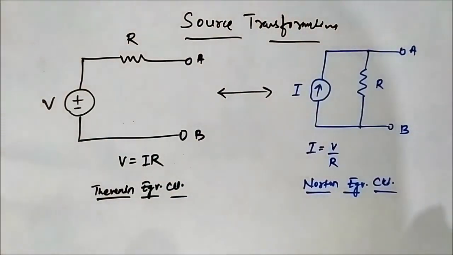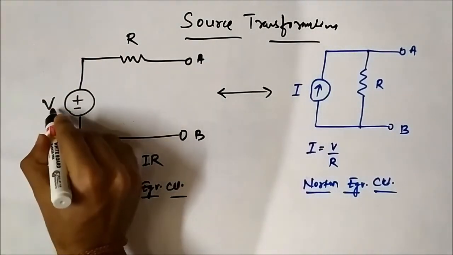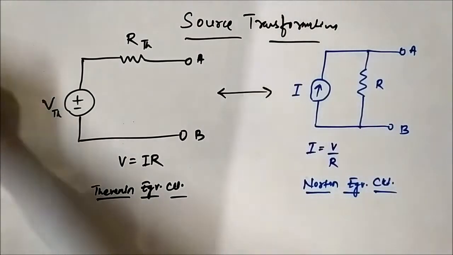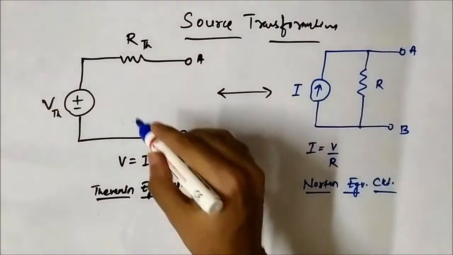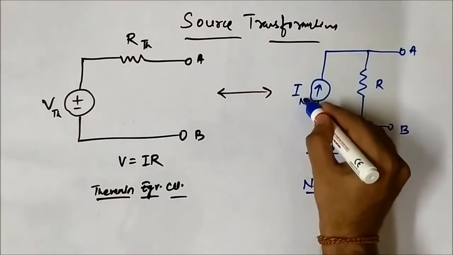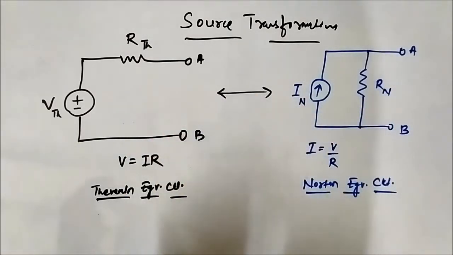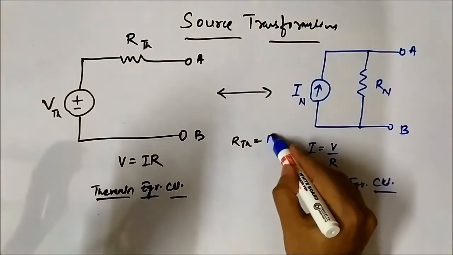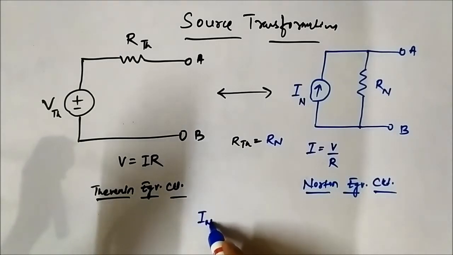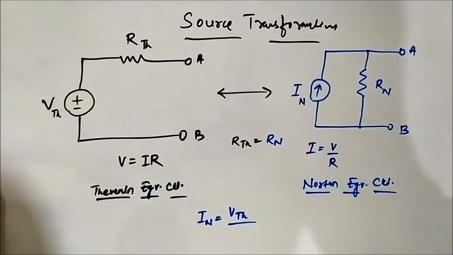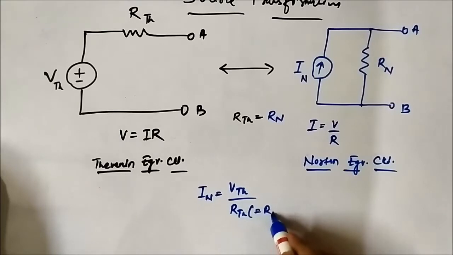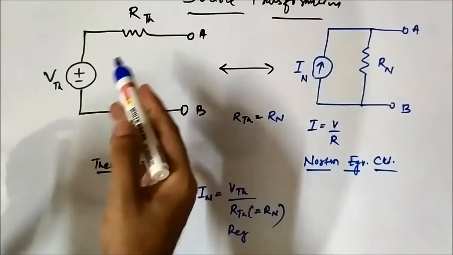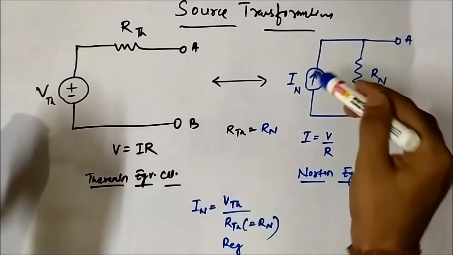So from this we understand that if we have the Thevenin equivalent circuit given in this way, we can easily get the Norton equivalent circuit by applying source transformation. So here Vth by Rth will give us the Norton current, and this is the Norton resistance. So Rth is equal to Rn, they are the same. In is equal to Vth by Rth. Okay, Rth and Rn are the same equivalent resistance. In case of Thevenin it is called Rth, in case of Norton it is called Rn. So this is the basic principle.